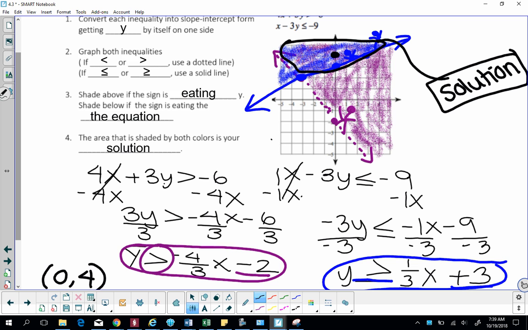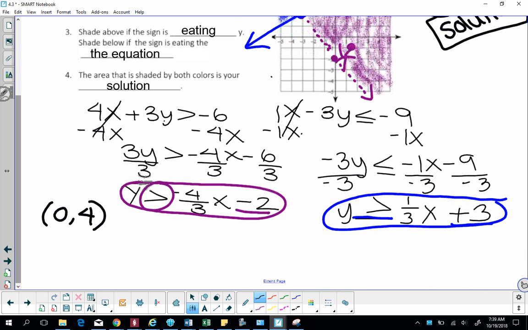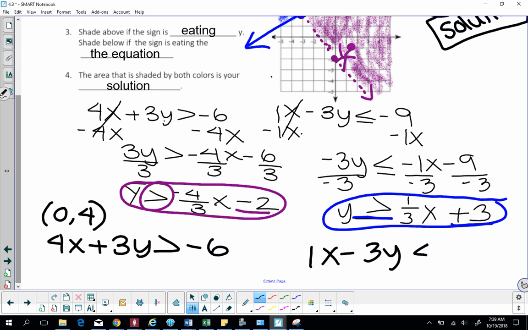They're solutions. And how I want to make sure that I shaded the right part is plugging it in. So I'm going to rewrite those equations. So I have 4x plus 3y greater than -6. And over here, I'm going to write the original equation in case I made a mistake.